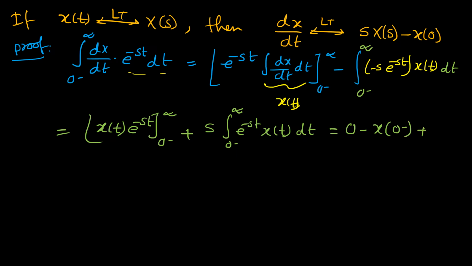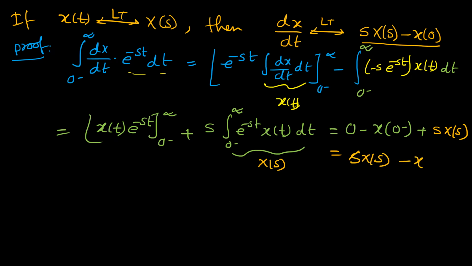And plus, now this is simply capital X of s, right? So it is s times capital X of s. So thus we have got this one. Okay, s times capital X of s minus x of 0.